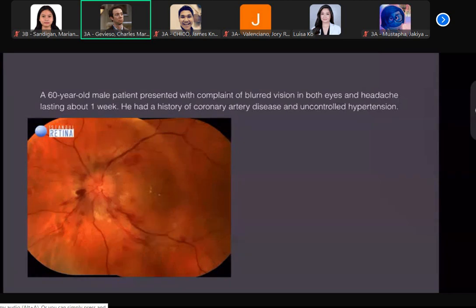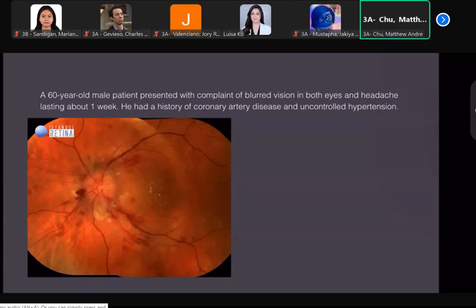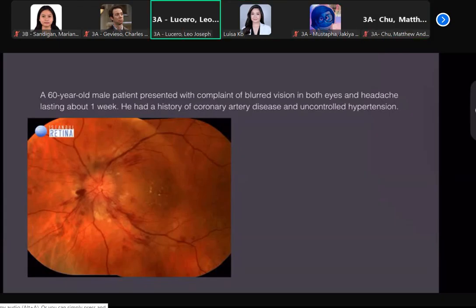Clear media of the right eye, Doc. Mm-hmm. From this photo of the left eye, no opacities, Doc. Okay, seen through clear media, agree. And then the vessels are dilated. Wait, the disc. Orange disc, Doc. Okay.